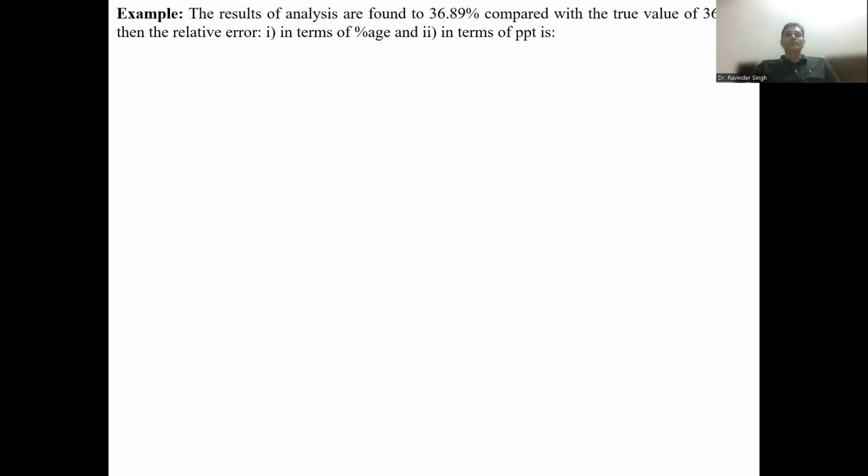Now the next question. The result of the analysis is found to be 36.89% compared with the true value of 36.98%. Then what is the relative error in terms of the percentage and in terms of the ppt? So absolute error is given by the observable value minus the ideal or the true value. The observable value is 36.89 and the true value is 36.98%. The answer comes out to be minus 0.09%.